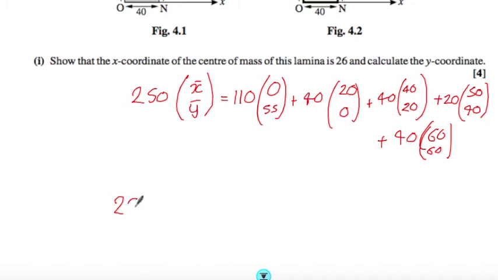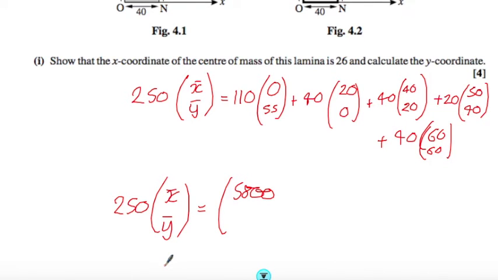Alright, so let's do the X's first. So we've got 110 times 0, plus 40 times 20, plus 40 times 40, plus 20 times 50, plus 40 times 60 is 5,800. And on the bottom, Y is going to be 110 times 55, plus 40 times 0, plus 40 times 20, plus 20 times 40, plus 40 times 60. And that gives me 10,050.